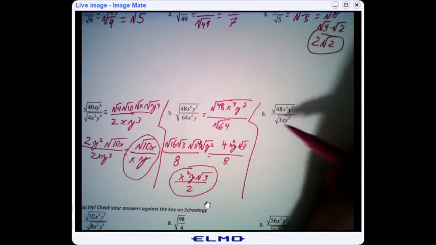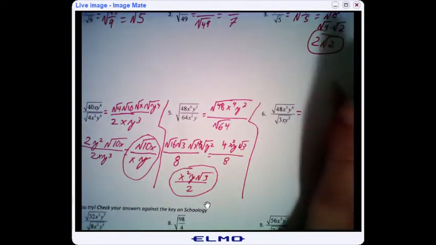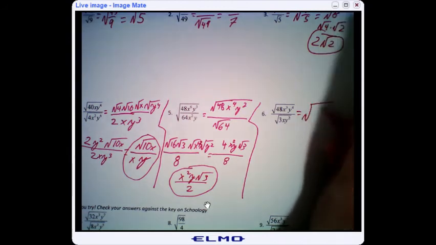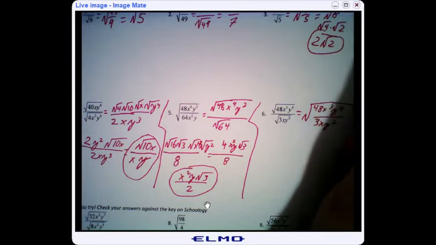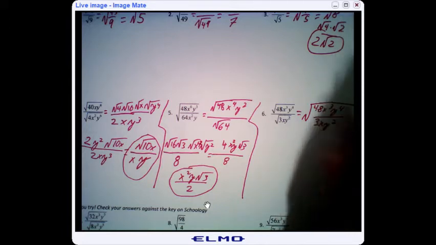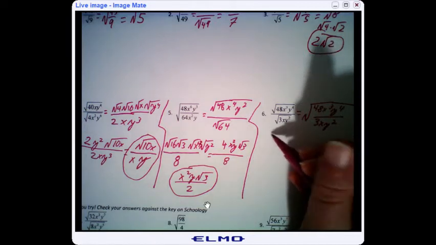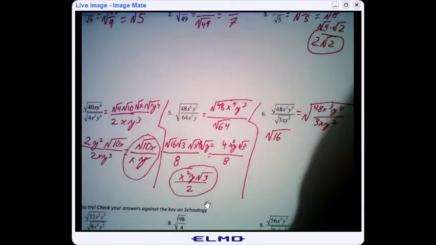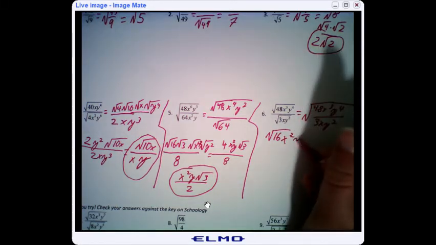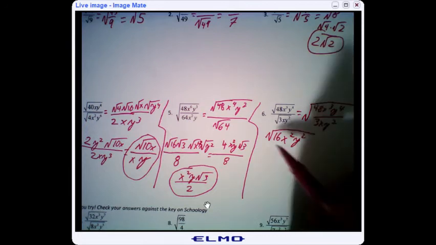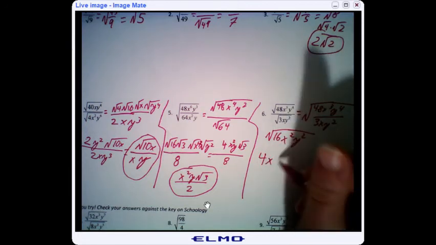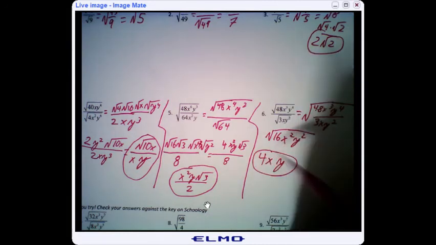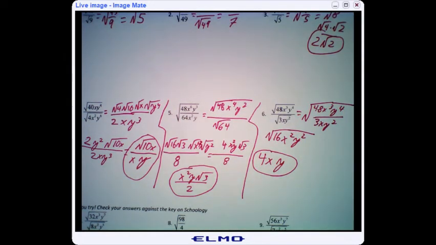For 6, these aren't perfect squares, so I'm going to simplify this first. So the square root we can read as 48x cubed y to the 4th divided by 3xy squared. 48 divided by 3 is 16. So we have the square root of 16. 3 minus 1 is 2, so that's x squared. 4 minus 2 is 2, so that's y squared. And then square root of 16 is 4. Square root of x squared is x. And square root of y squared is y, 4xy.